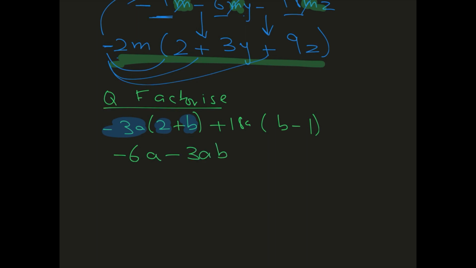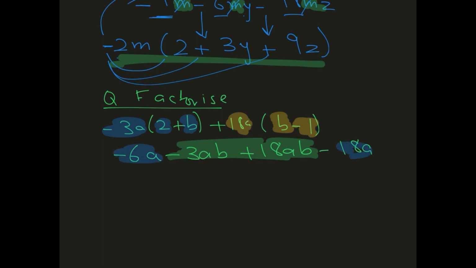And then you multiply 18a with b first and then with negative 1. So positive 18a into b will be positive 18ab, and then positive 18a into minus 1 will be negative 18a. Then you group the like terms together. So you group these two terms together, minus 3ab and 18ab, and you group the minus 6a and minus 18a together. So let's do that. Minus 6a minus 18a minus 3ab positive 18ab, right?